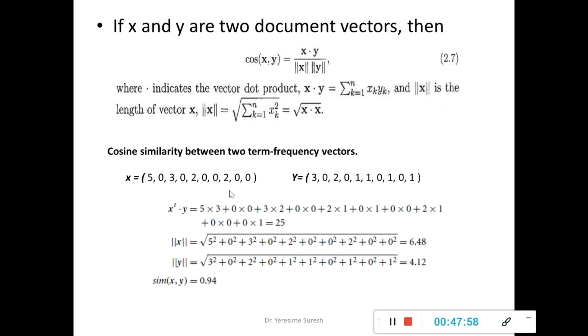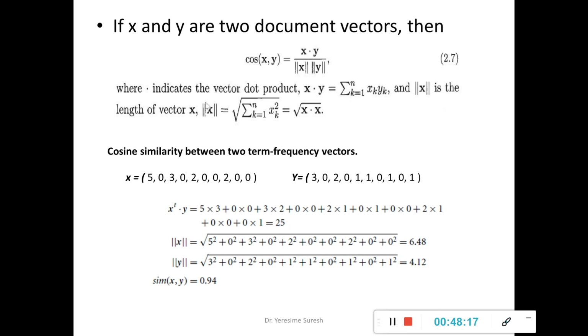5 into 3 plus 0 into 0 plus 3 into 2 plus 0 into 0 plus 2 into 1 plus 0 into 0 plus 0 into 0 plus 2 into 1 plus 0 into 0 plus 0 into 1. That is what I have done. So the dot product between the two terms x and y is 25.